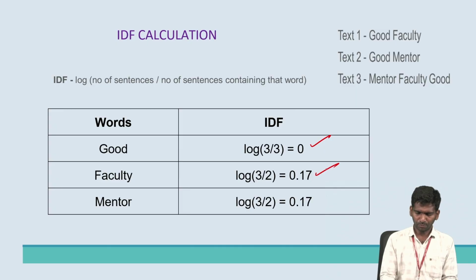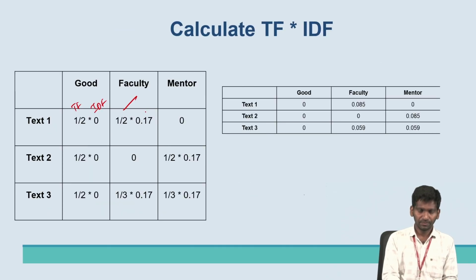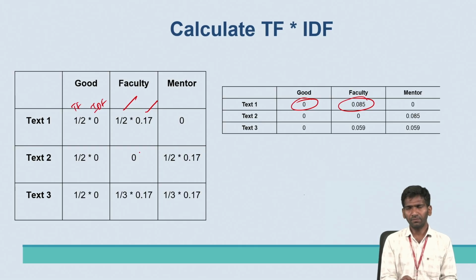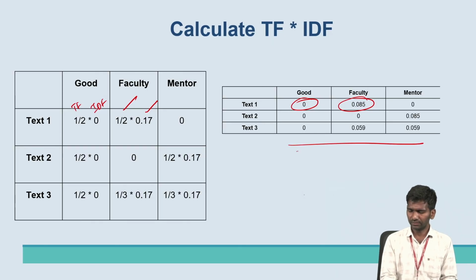For faculty 0.17, 1 by 2 into 0.17, and you can get this value here. Okay. So 1 by 2 into 0, it is 0. Okay. So in this way we can multiply TF and IDF and get the values like this.